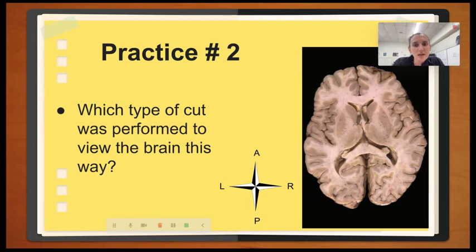So what type of cut do you think was performed so that we could visually see the inside of a brain like this? Pause here, and when you are ready to move on to the next question, you can unpause me.